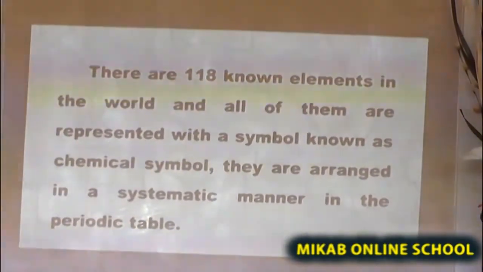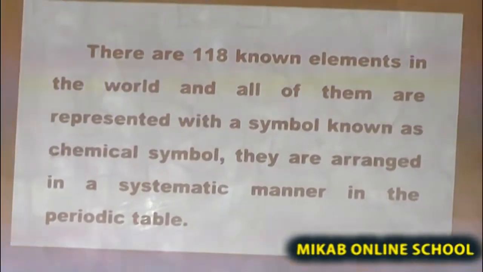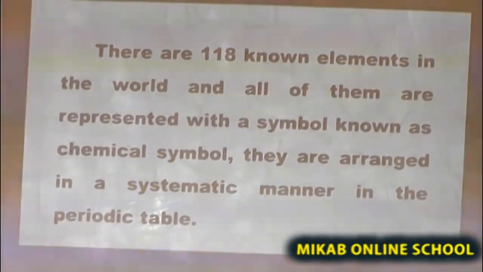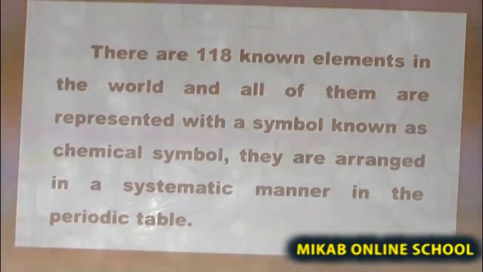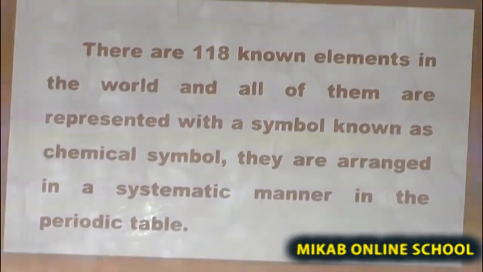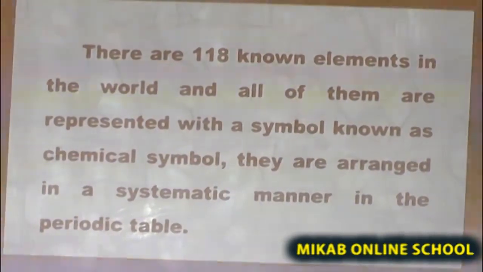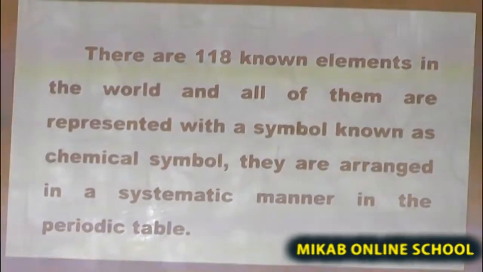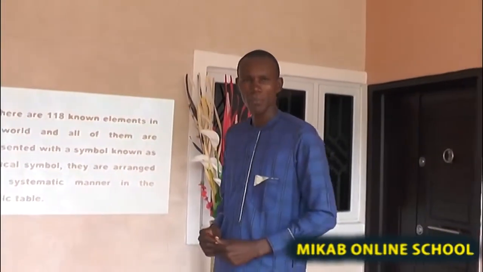All elements are arranged in a table known as the periodic table in a systematic manner based on their increasing atomic numbers. Now, elements in the periodic table are not written in their full form. They are written in their short form using symbols to represent them.